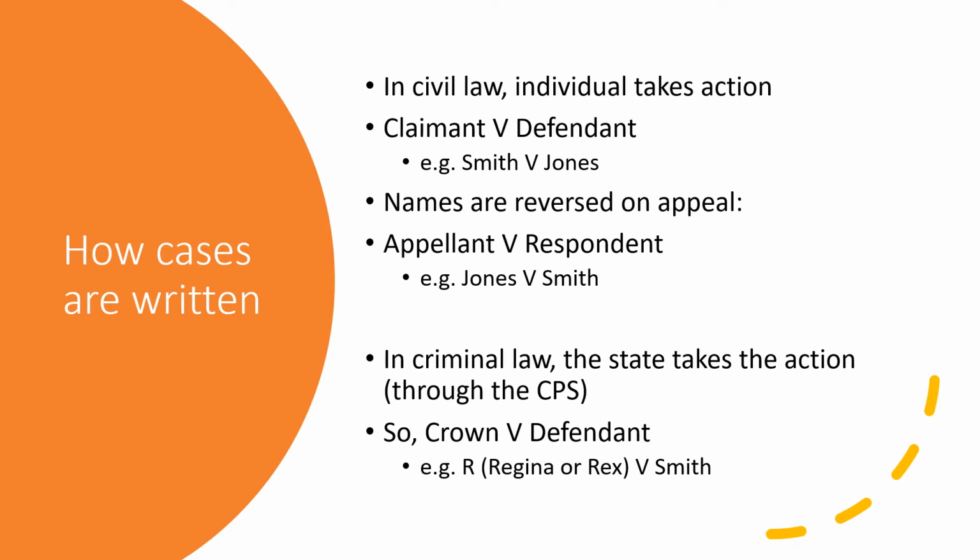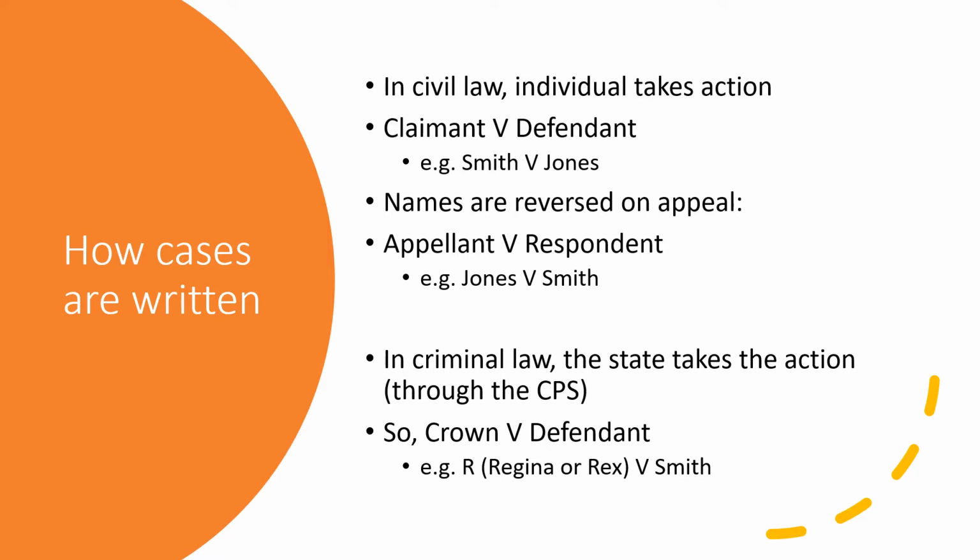So it's important as well as we go through this to understand how cases are written. So in civil law, an individual takes the action, so therefore the claimant's the first name on the list. So claimant versus defendant is the way things are written. So for example, if Mr. Smith sued Mr. Jones, then it would be Smith and Jones. Now of course those names are reversed on appeal, so it could be the appellant and the respondent. So the appellant is the person making the appeal, the respondent is the person responding to that appeal.